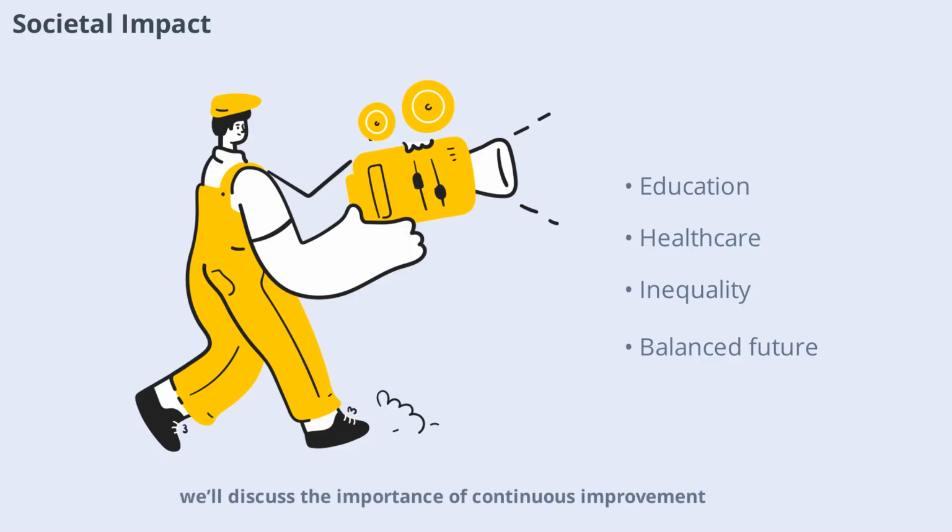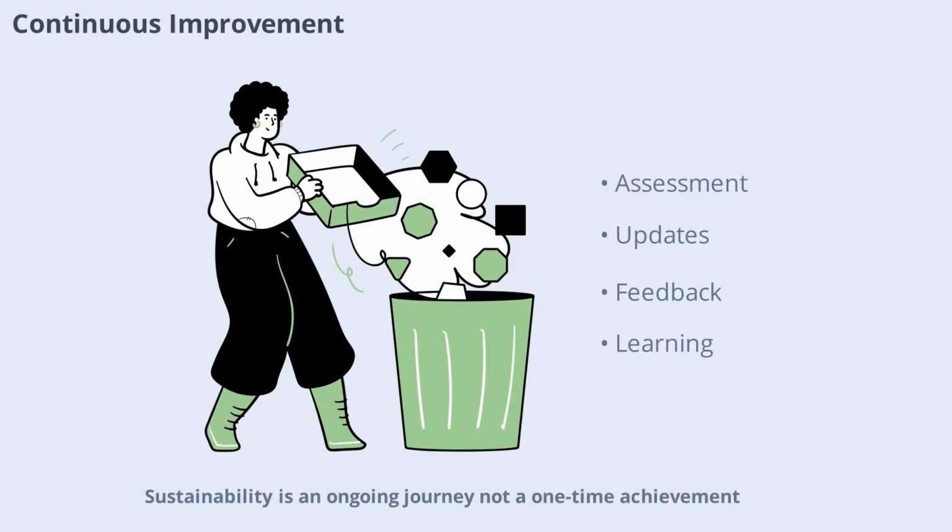Next, we'll discuss the importance of continuous improvement. Sustainability is an ongoing journey, not a one-time achievement. Continuous improvement involves regularly assessing and updating digital practices to reflect new knowledge and technologies. Feedback from stakeholders, performance data, and industry trends all inform this process. By embracing a mindset of constant learning, organizations can stay ahead in sustainability.